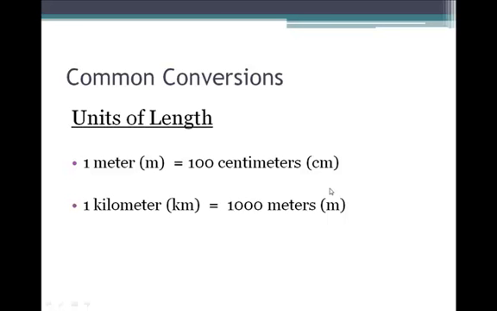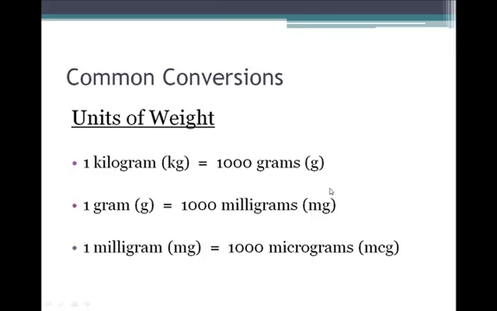Some common conversions: 1 meter is equivalent to 100 centimeters. 1 kilometer is equivalent to 1,000 meters. 1 kilogram is equivalent to 1,000 grams. 1 gram is equivalent to 1,000 milligrams, and 1 milligram is equivalent to 1,000 micrograms. The symbol for micrograms is mcg, or they use the Greek letter mu, mu-g.